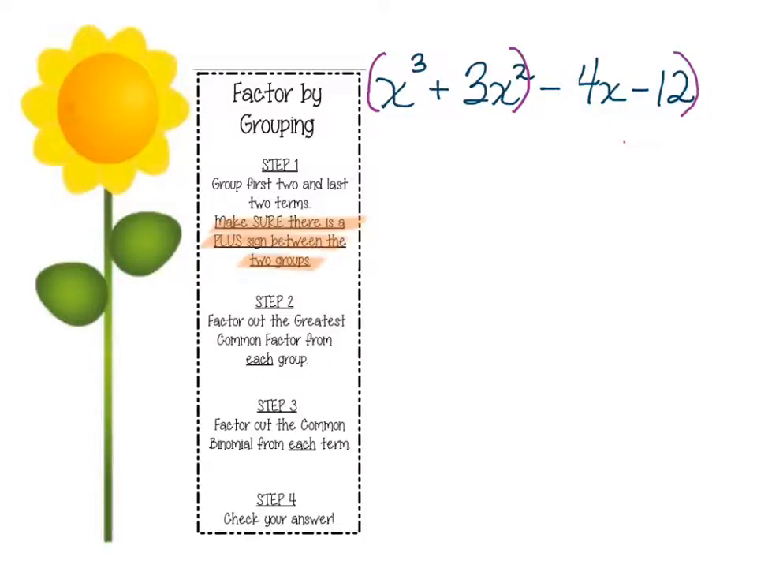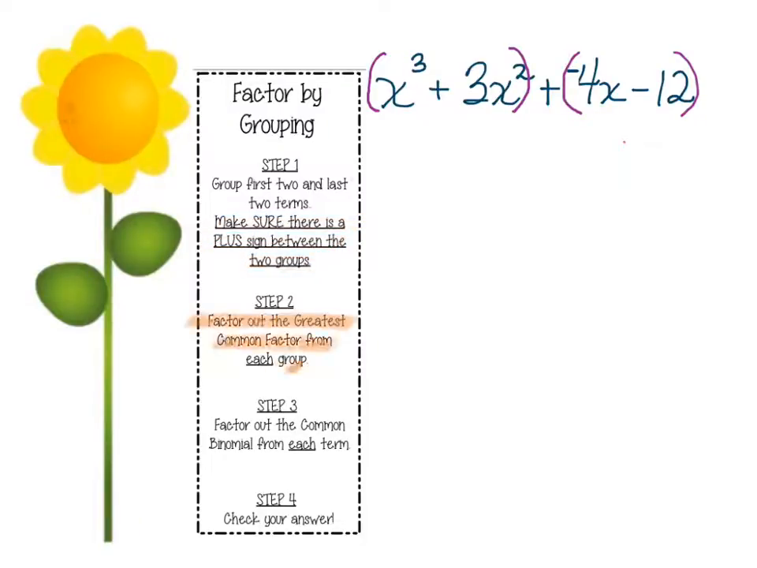I'm going to back this up, and I'm going to put a plus negative 4x. I'm not going to change the negative 12. I'm not changing the DNA of this problem. This minus 4x can simply be written as plus negative 4x. And now I'm going to group.